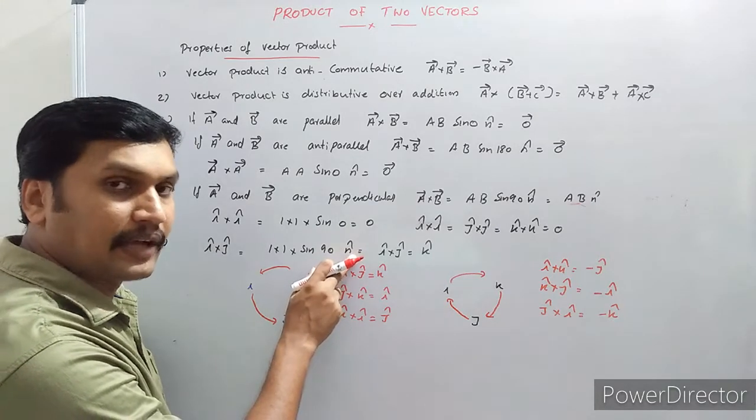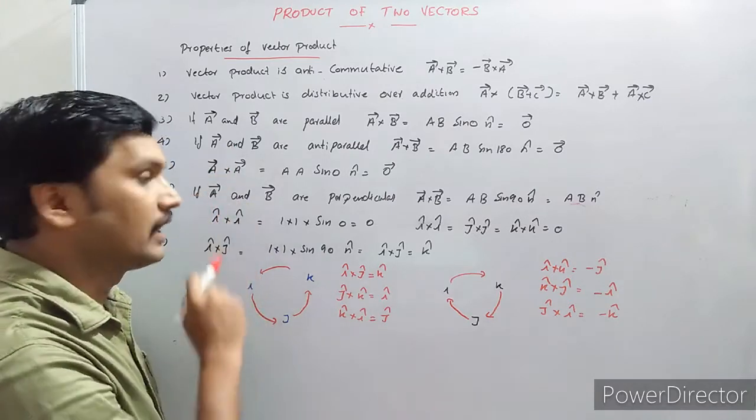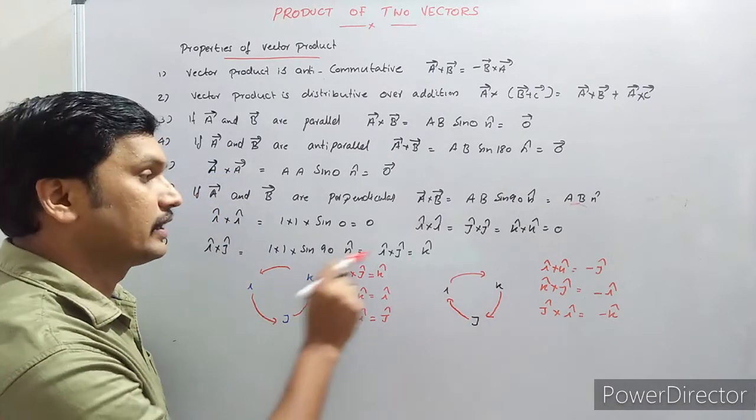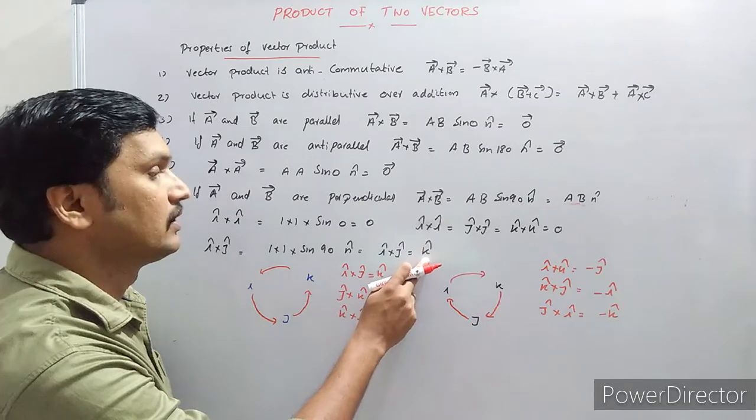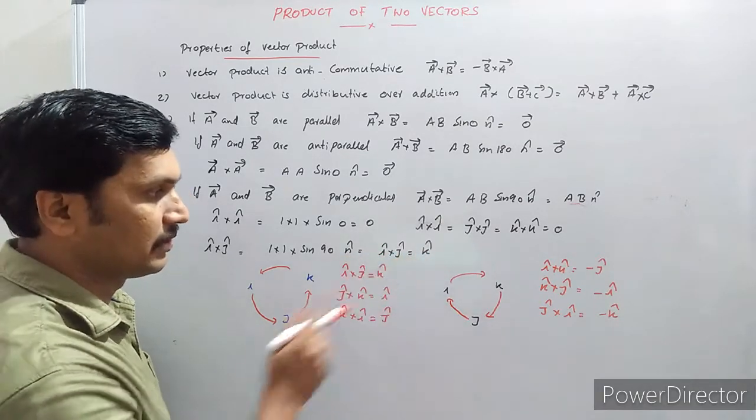By the right hand thumb rule, we can find the direction of i cross j is along the z axis. So the unit vector along the z axis is k. So i cross j is equal to k.